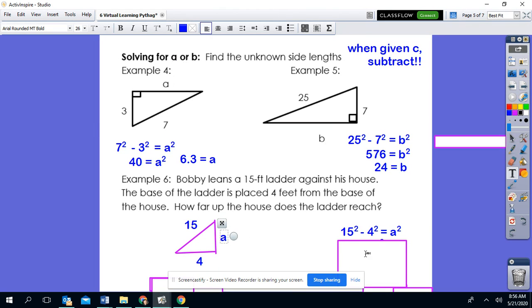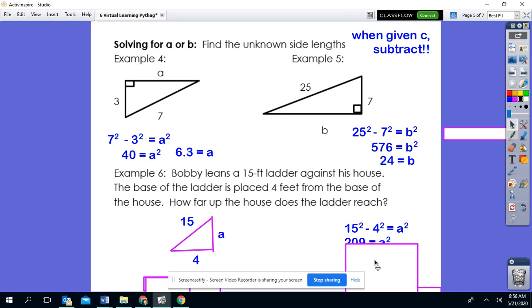So I've got 15 squared minus 4 squared equals A squared. Well, 15 squared, I believe that's 225. And then we're going to subtract 16. So that will give me A squared. I'm going to take the square root, and that gives me 14.5.